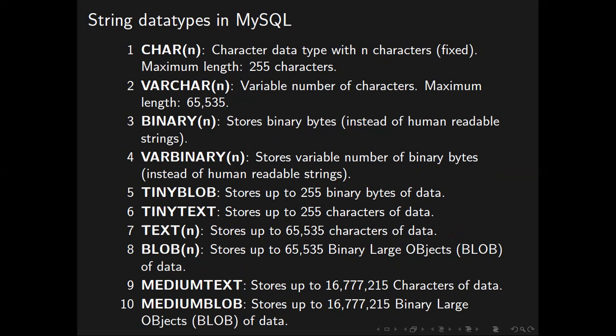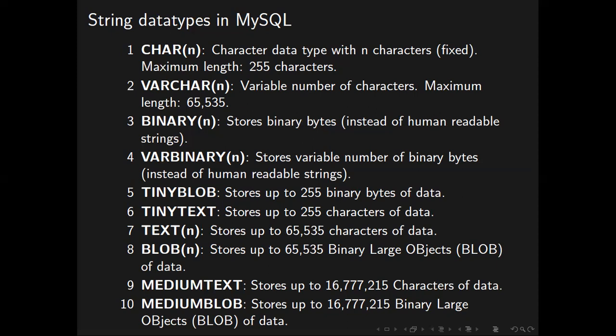When you say char 30, it reserves 30 characters for a particular column. Whether you use it or not, they are wasted. Whereas with varchar 30, if a person's name contains only 6 to 7 letters, the remaining 23 characters will not be wasted. They will be used for some other data. Varchar means a variable number of characters. Instead of char, it's prudent to use varchar for designing tables.